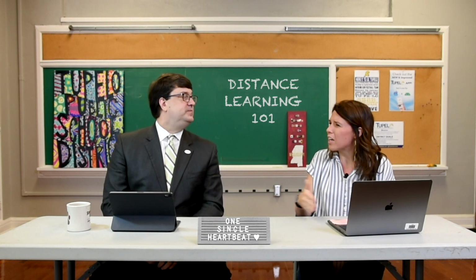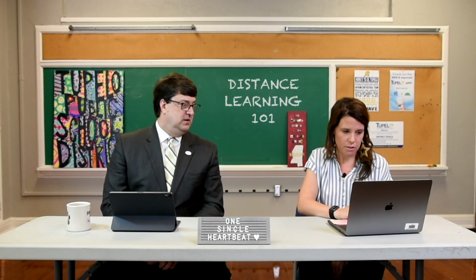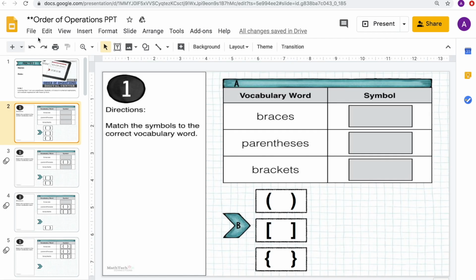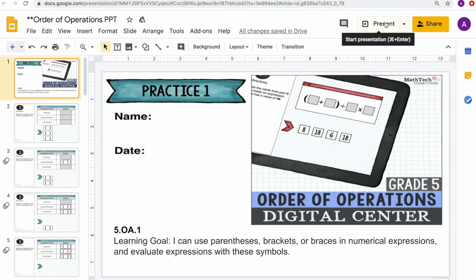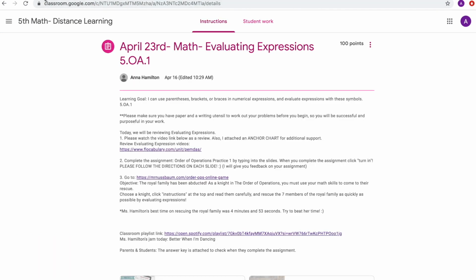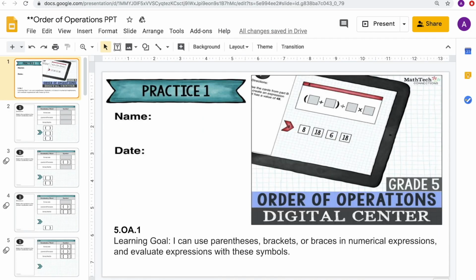Gotcha. So instead of rewatching that video over and over, we can also do that. So we're going to go into the slides. That is their first assignment. It says to click turn in when they're finished. It says please follow the direction on each slide. I will give you feedback on your assignment.